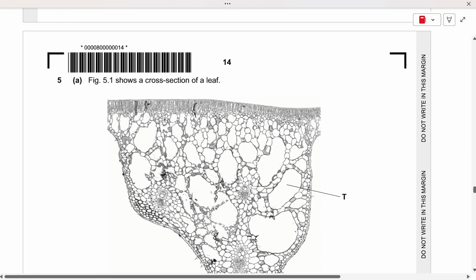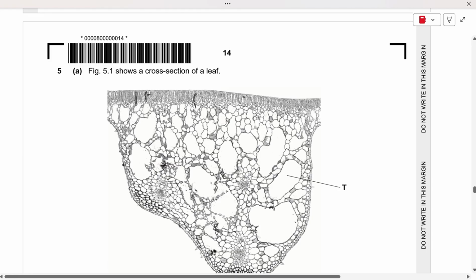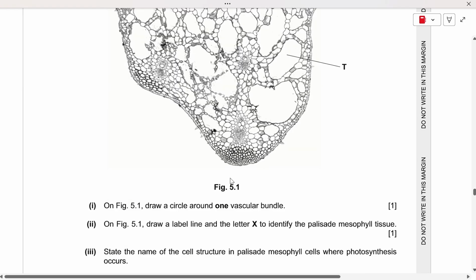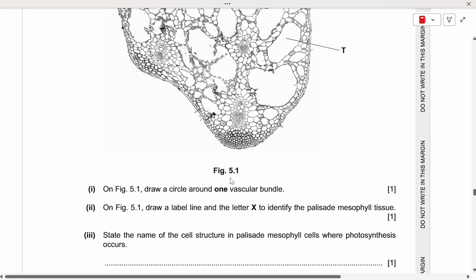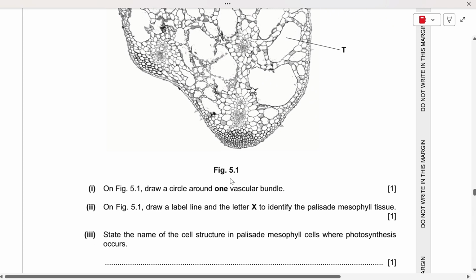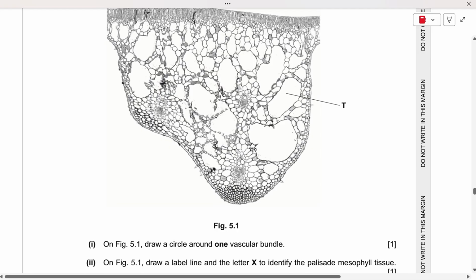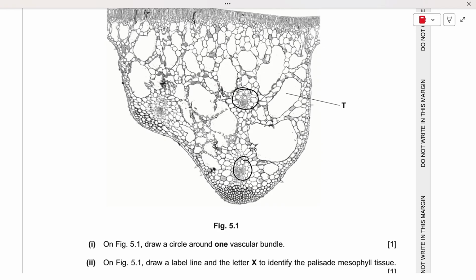Okay, question number 5 here says 5.1 shows a cross section of a leaf. So this is a cross section of a leaf. In figure 5.1, draw a circle around the vascular bundle. So the vascular bundle is usually found just around or within the spongy mesophyll cells. All right, and it will have a concentration of phloem and xylem vessels. Okay, so if we are to identify the vascular bundle, it can be this part, can be this part. All right, it can be these parts. So those there can stand as vascular bundle.